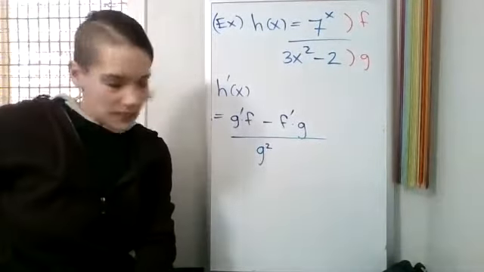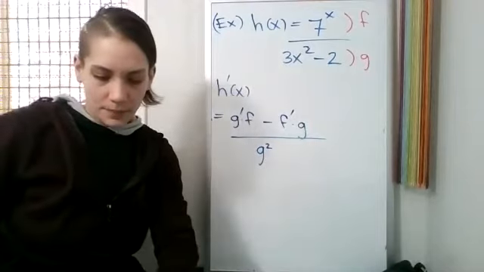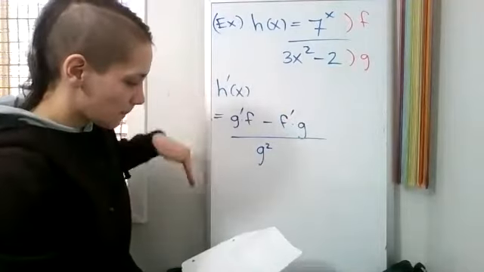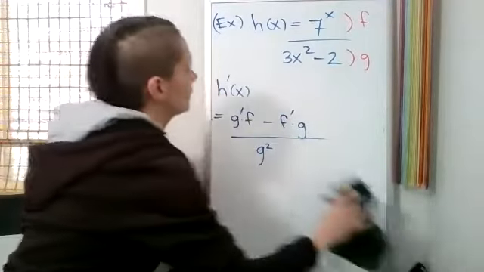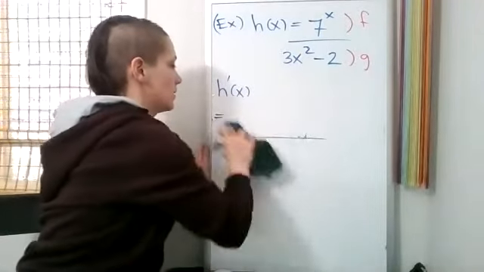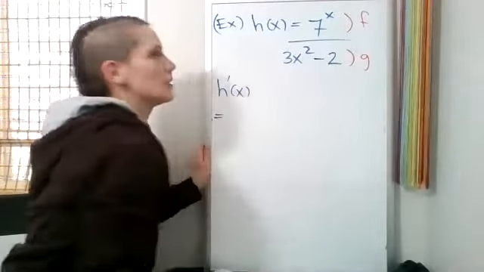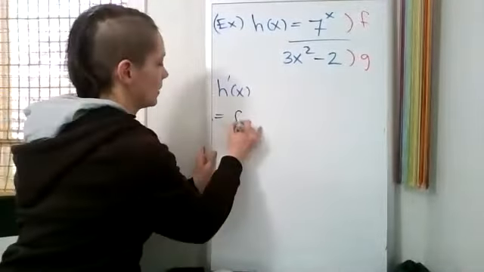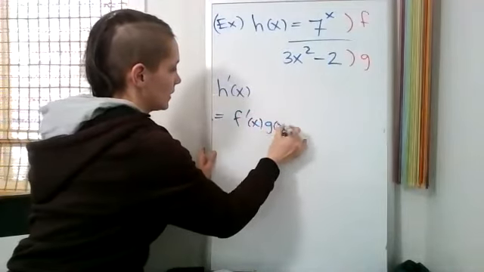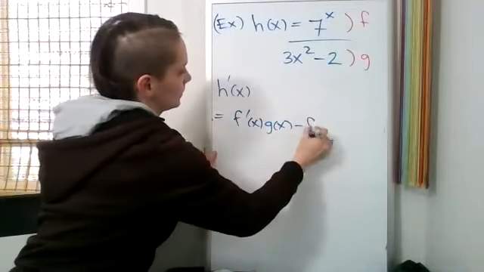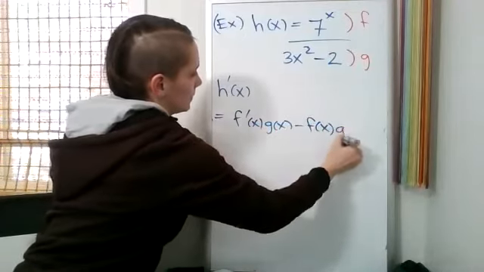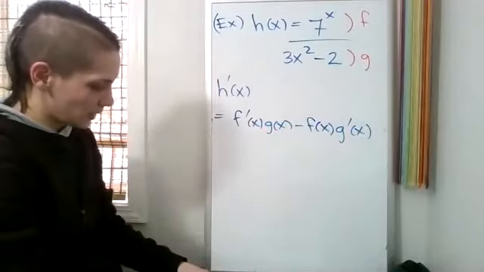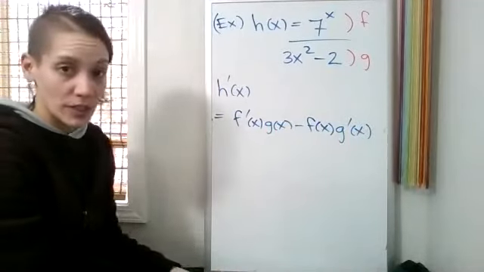Let me make sure I did it right. I'm trying to use the rhyme. Did I get this right? f prime g minus g prime f over g squared. There we go.